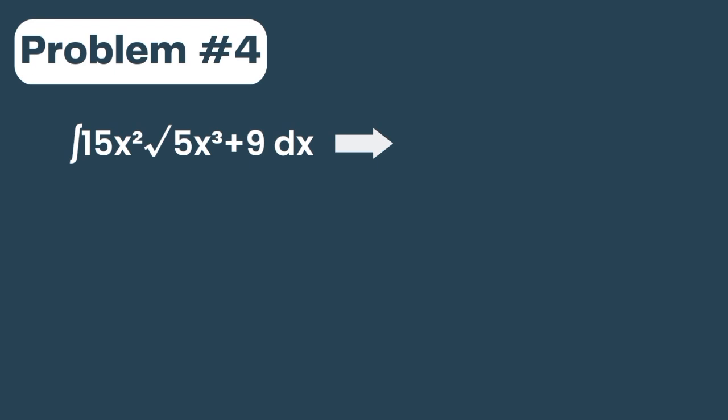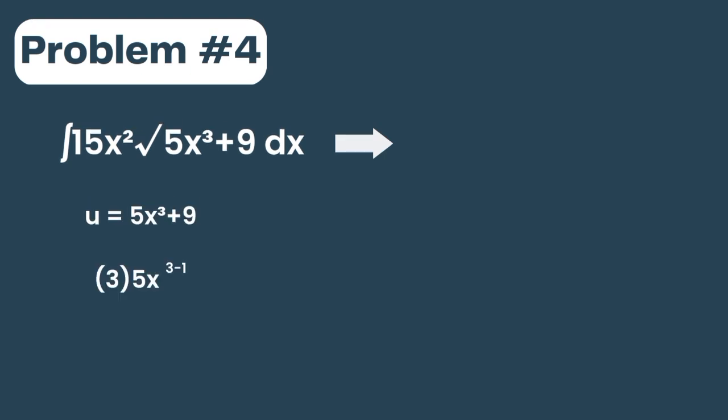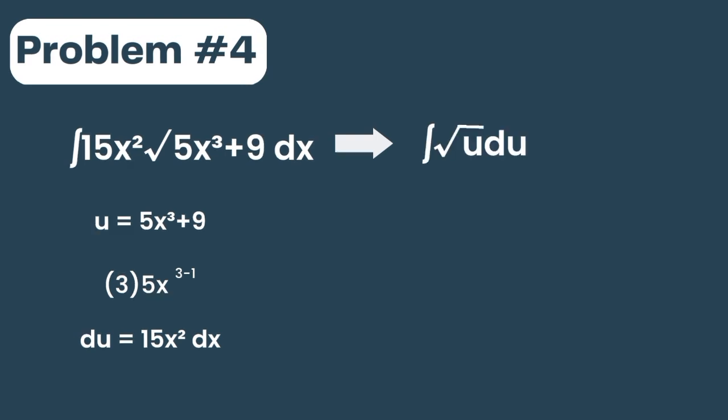Now on to problem 4. The integral of 15x squared times the square root of 5x cubed plus 9 dx. Identifying the u, we'll have 5x cubed plus 9, and getting the du, we will subtract 1 from the exponent and multiply the exponent by the constant, which equals 15x squared dx. And since there is also 15x squared dx in our given, here we can just write the integral of square root of u du.